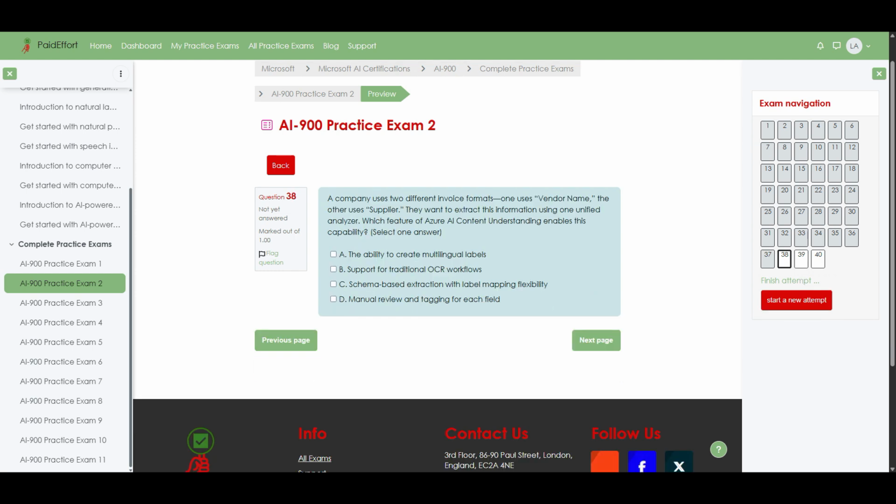A company uses two different invoice formats. One uses vendor name, the other uses supplier. They want to extract this information using one unified analyzer. Which feature of Azure AI Content Understanding enables this capability?